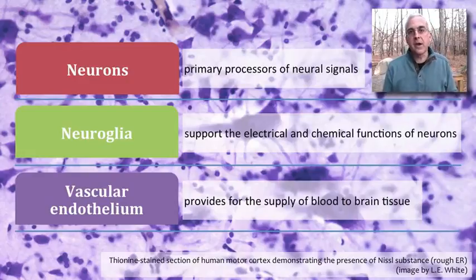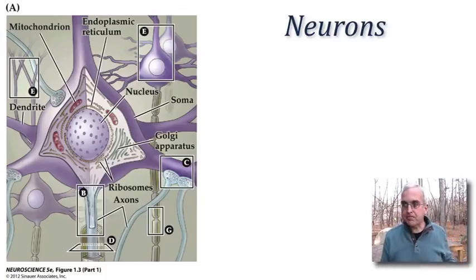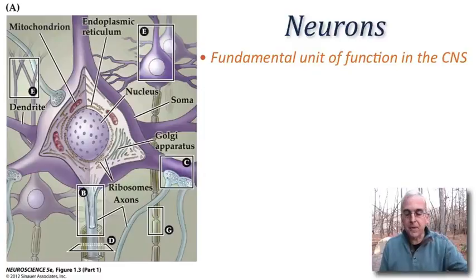So let's focus now on a neuron, and I'll make a few general remarks first, and then we'll get on with our survey of the microanatomy of a typical neuron. So neurons are the fundamental unit of function in the central nervous system. This is a very important point, and this is the reason why we'll spend so much of our time and energy in Unit 1 thinking about how neurons actually function.